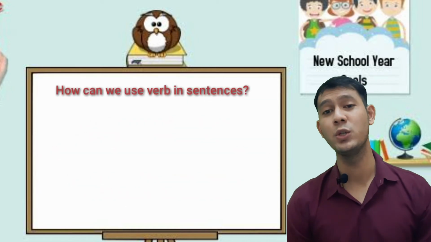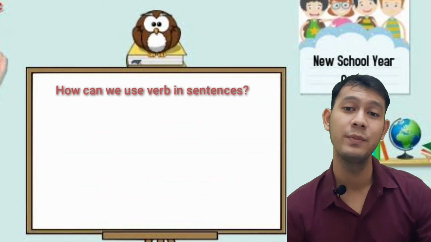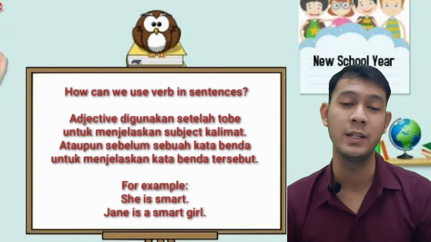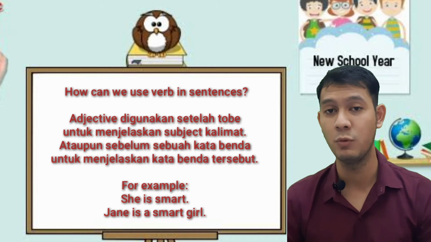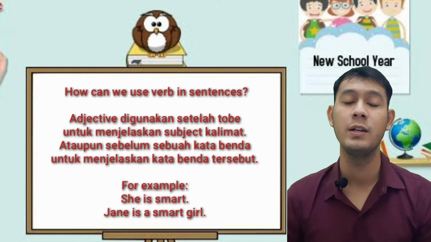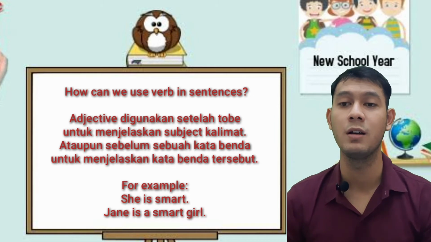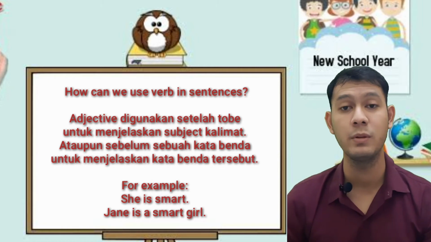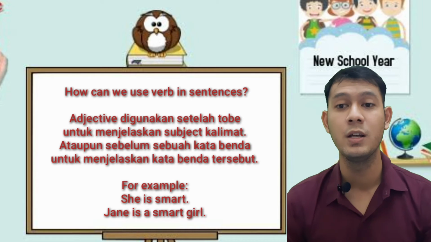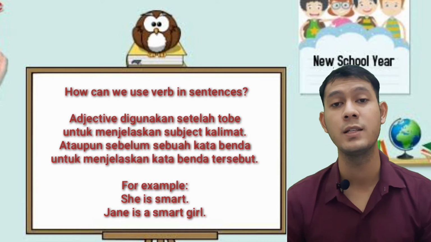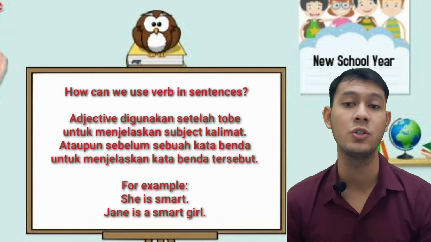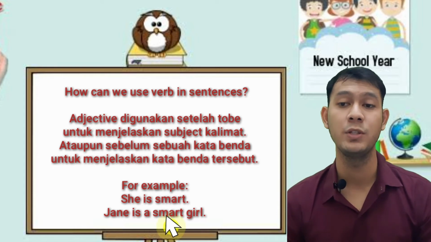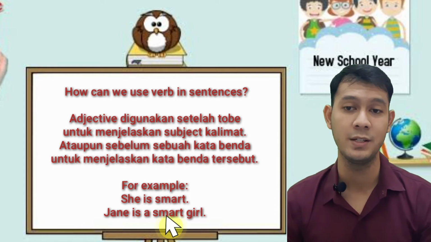And then how can we use the adjective in a sentence? Adjective digunakan setelah to be biasanya untuk menjelaskan subjek dari kalimatnya. Namun terkadang adjective juga digunakan sebelum kata benda untuk menjelaskan kata benda tersebut. For example, she is smart. Adjective smart di sini menjelaskan subjek she. Kemudian ada contoh lain, Jane is a smart girl. Adjective smart menjelaskan kata benda girl in this sentence.